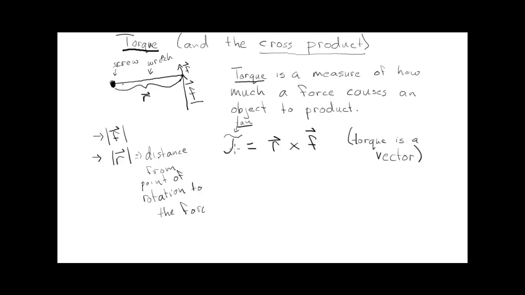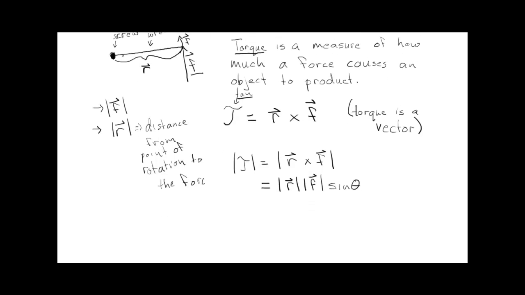Okay. So another thing that's useful with torque is the magnitude of torque. The magnitude of torque will be equal to the magnitude of R cross F. And why should that be? Why should it be equal to the magnitude of R cross F? Well, we know the magnitude of the cross product is equal to the magnitude of R, the magnitude of F, times sine of theta.